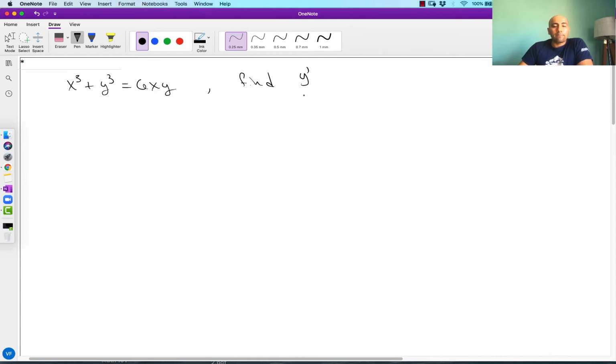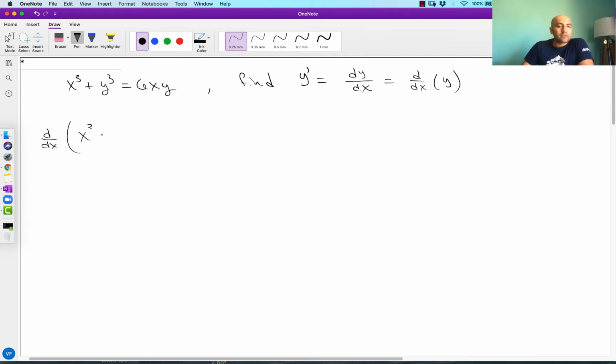So, find y prime. Note that y prime then by default must mean that the other variable is the independent variable, right? This means dy/dx. Same thing, right? And this is the same thing as d/dx of the y. Same thing, right? All of them mean the same thing. Okay, so let's find y prime. So let's just start taking derivatives. Derivative with respect to x, because I'm looking for y prime, of everything.